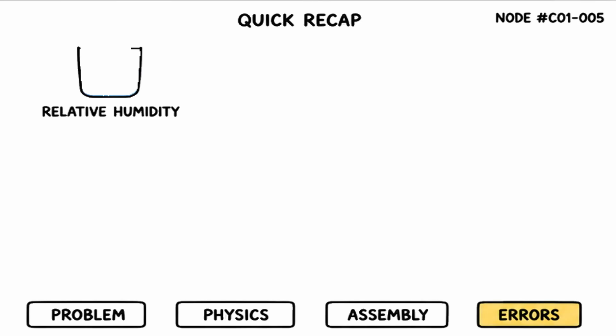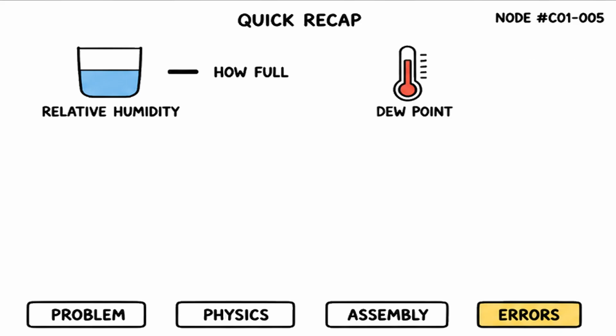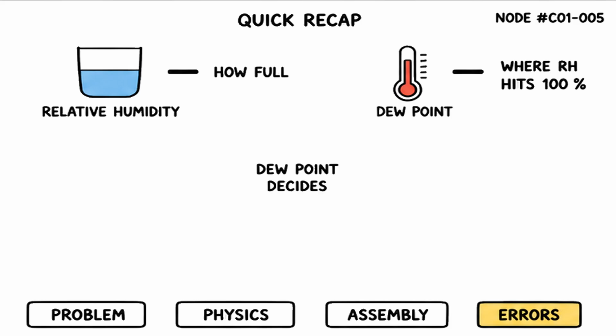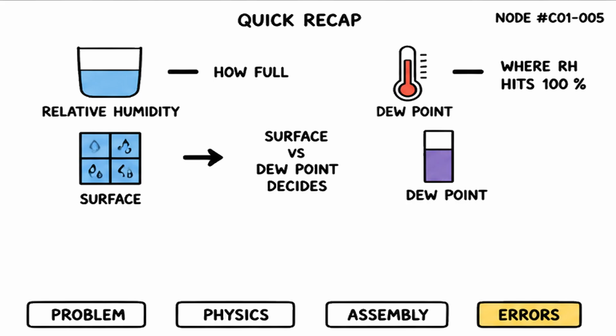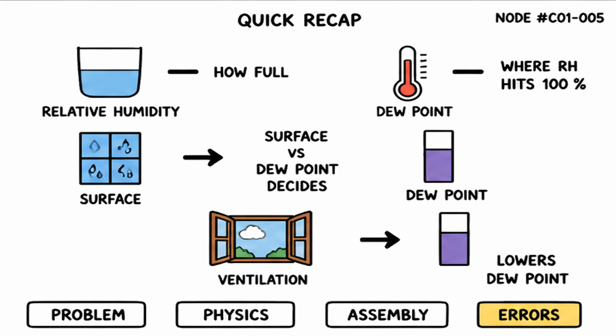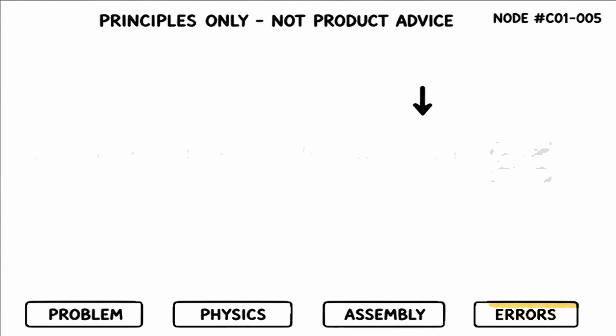Quick recap. Relative humidity is how full the air is at its current temperature. Dew point is the temperature where that air hits 100% and condenses. Condensation is decided by surface versus dew point, not by relative humidity alone. Ventilation lowers dew point. This explanation covers principles only, not specific product or remediation advice.